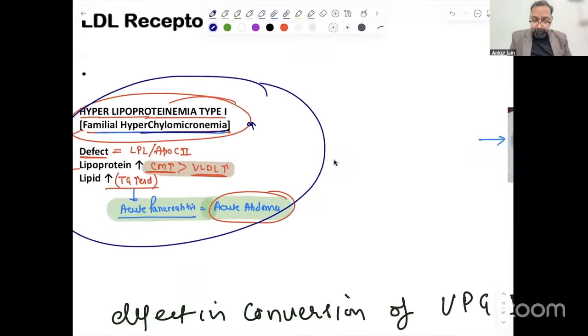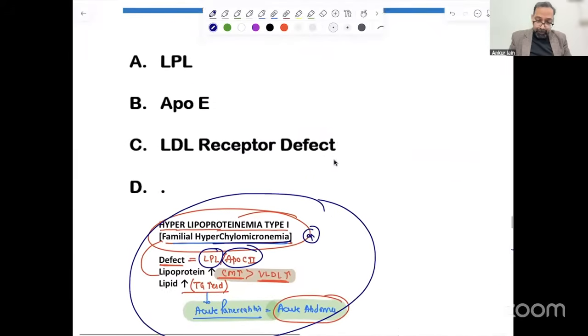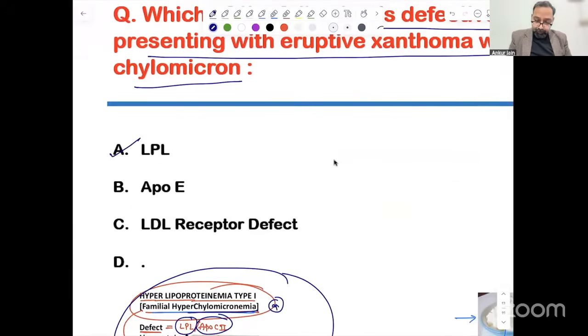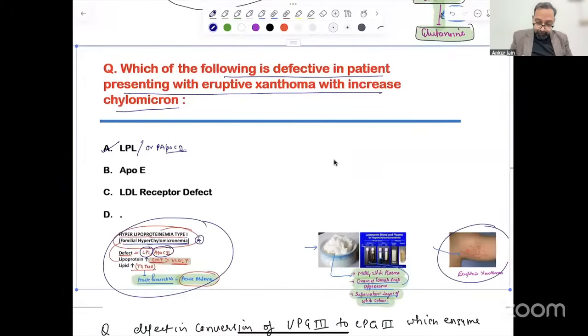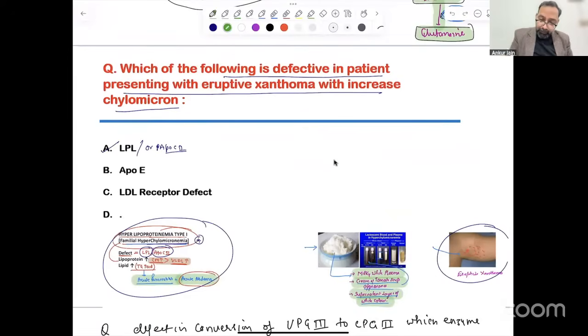Chylomicron increased. Then there is maybe a defect in lipoprotein lipase or ApoC2. ApoC2 defect, yes. ApoB100 defect will lead to increased LDL, increased cholesterol, and tendon xanthoma would be there.